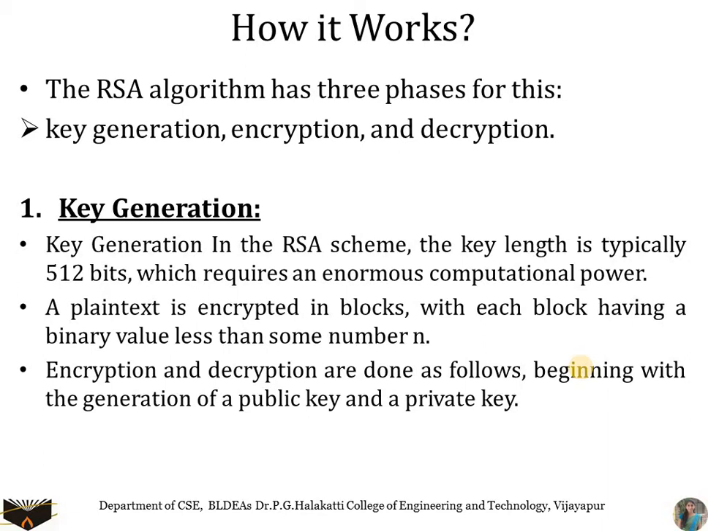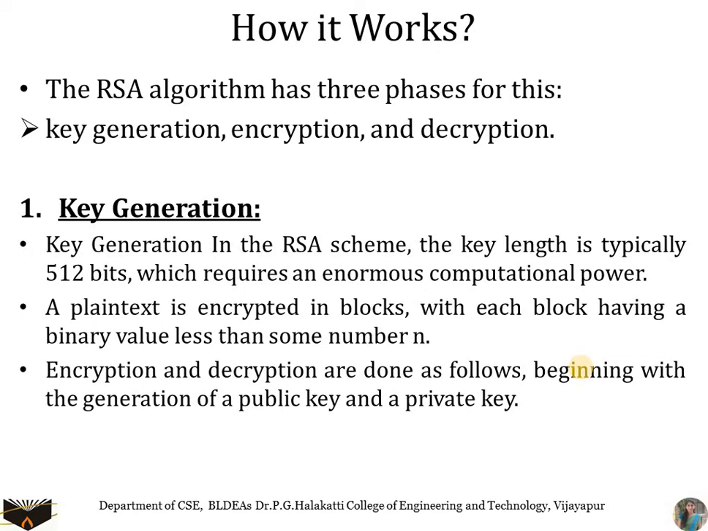In key generation in an RSA scheme, the key length is usually 512 bits, which requires an enormous computational power. So if you want to get an idea about the key that is being used for encryption or for decryption, it is not easily available, as it requires more computational power. So the length of the key is usually 512 bits.